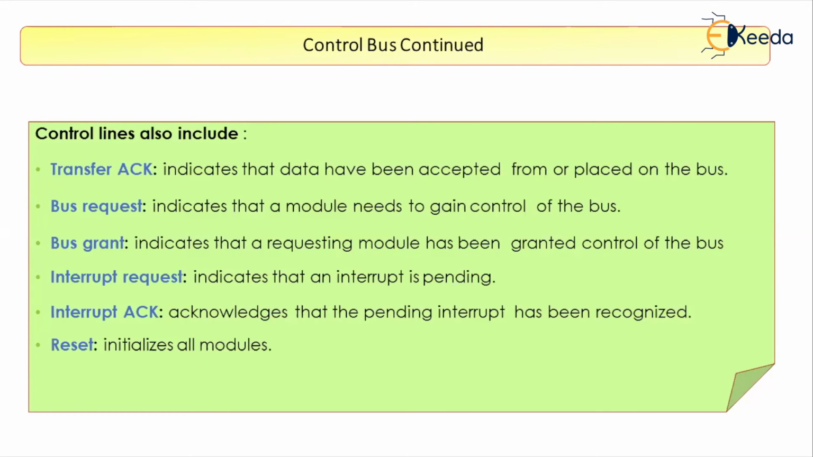So when you want to access a particular bus, there is a request that is being asked. If that request is accepted, it is called a grant. Interrupt request. If there is some interruption happening or there is a signal failure, then the interrupt request indicates that an interrupt is pending or the interrupt has occurred. Interrupt acknowledge indicates that the pending interrupt has been recognized. When you have addressed a particular interrupt or obstacle, then an acknowledgement signal is given.